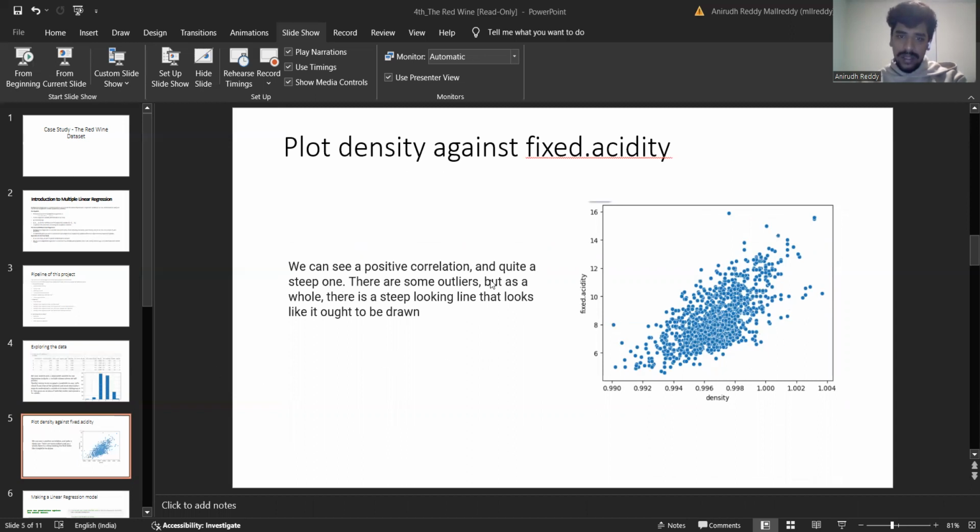Here you can see a positive correlation and quite a steep one. There are some outliers, but as a whole, there is a steep looking line drawn. So you can see the dots over here. The values over here represent the density, and the values over here, 6, 8, 10, 12, 14, and 16, represent the fixed acidity.